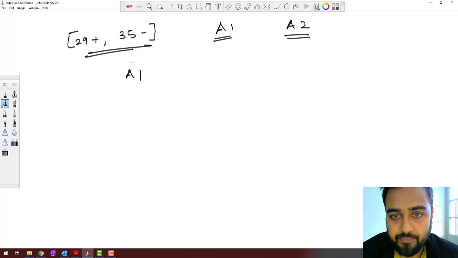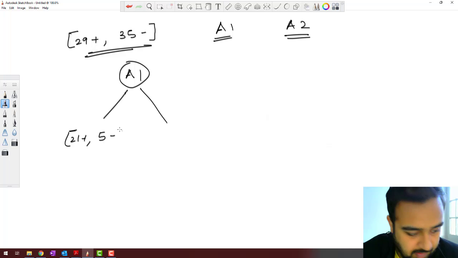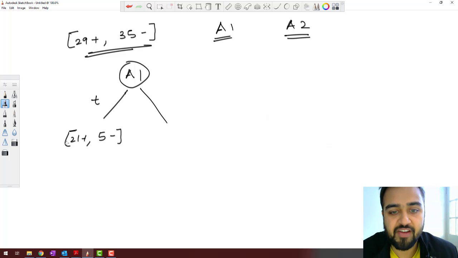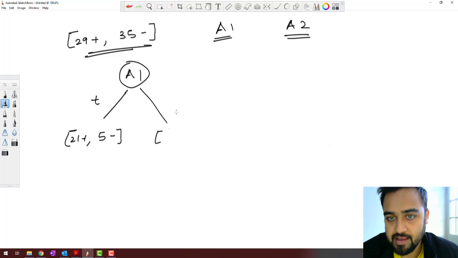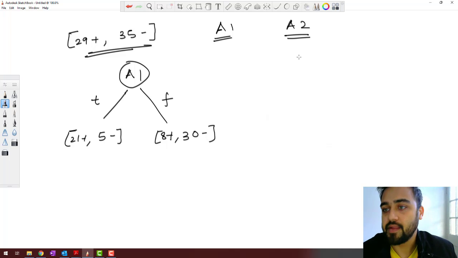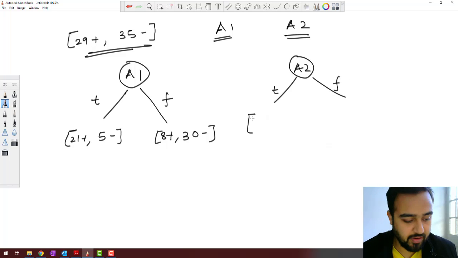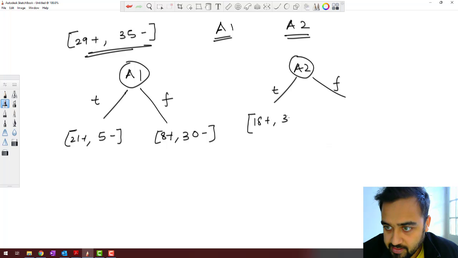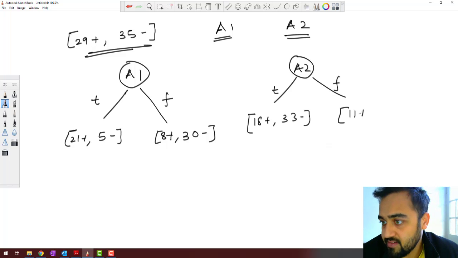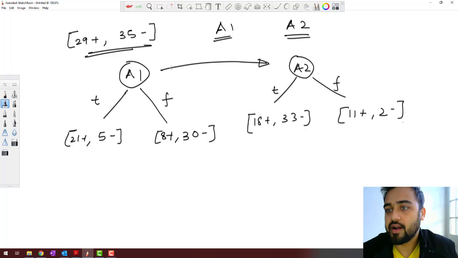Now, if we split on A1, we get two subsets. When A1 is true, you get 21 positive samples and 5 negative samples, whereas when A1 is false, you get 8 positive and 30 negative samples. When you split on A2, you get 18 positive and 33 negative samples, and 11 positive and 2 negative samples. Now you want to know which graph we should proceed with: A1 or A2?